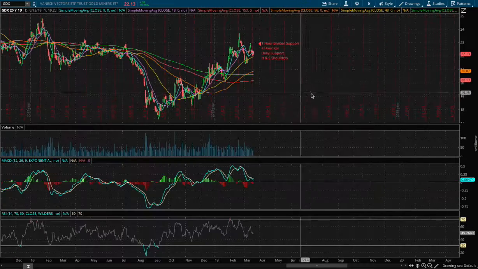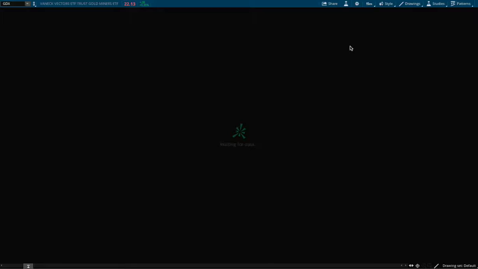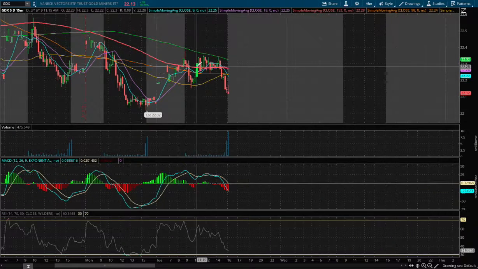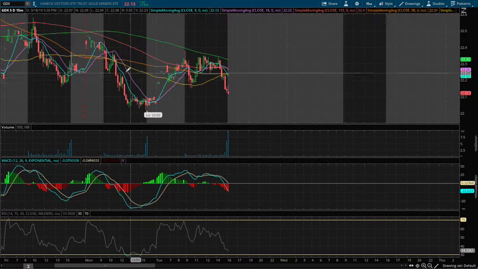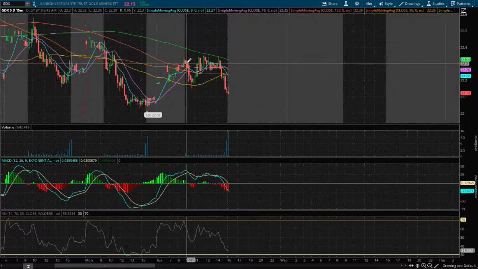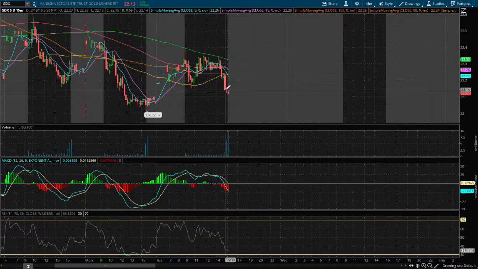So today we had gold miners having a bullish start but ended the day lower than where it started. So we saw the action happening yesterday and today as well. It opened roughly around this price level and it closed below.